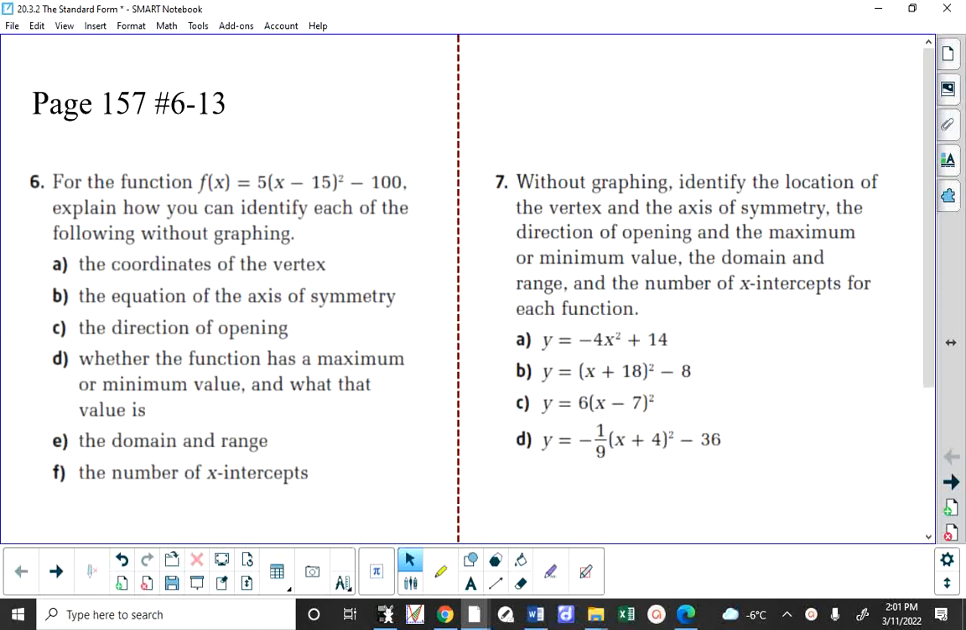The main idea for finding x and y-intercepts was that to find an x-intercept, you let y equal 0. To find a y-intercept, you let x equal 0. That's really what it boiled down to. Today what we're going to do is start looking at a different form of a quadratic function and then start doing some problem solving with quadratic functions.